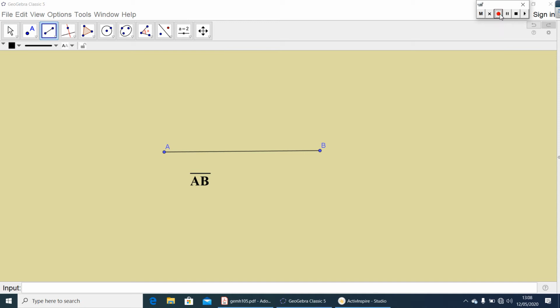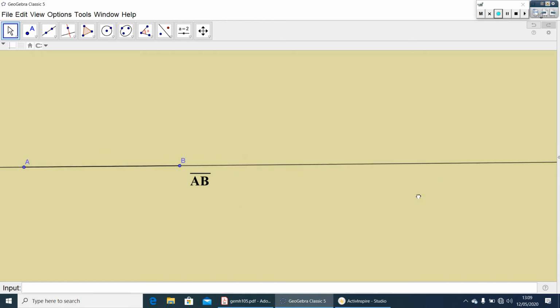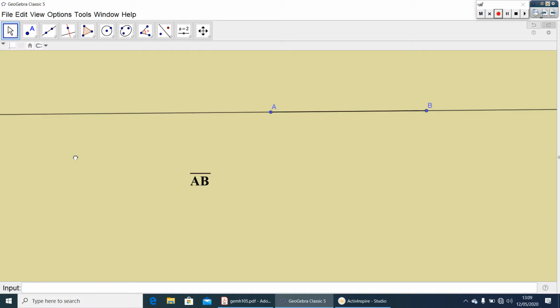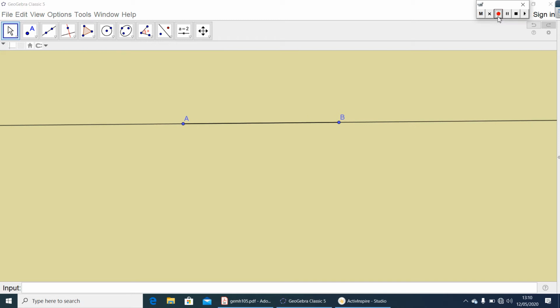Now let me extend this AB beyond A in one direction and beyond B in another direction. Now it extends endlessly on both directions. This we can call a line and it is denoted by AB and it is read as line AB.